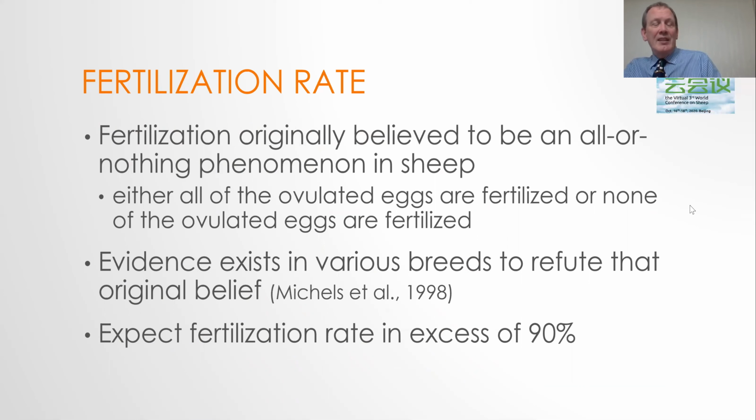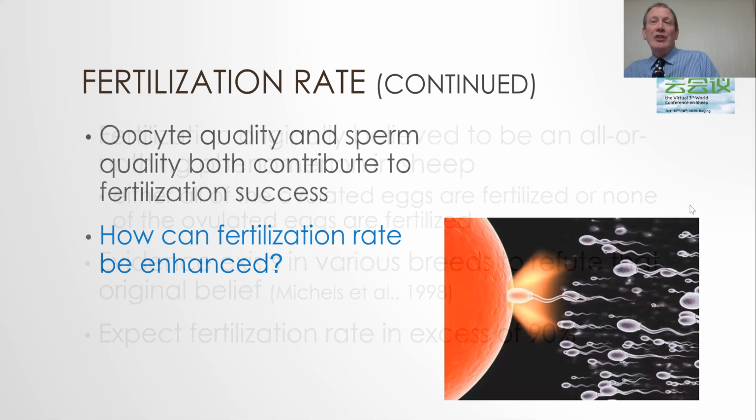And we know that there's been documented well over 1,100 different breeds of sheep across the globe. And so it should come as no surprise that not all the breeds are the same, but there's a growing body of evidence to refute that concept of all or none in terms of fertilization rate. And we do know that we should expect fertilization rate in excess of 90%, assuming, of course, that these ewes are reasonably well managed and we've got a ram who is not having any reproductive issues.